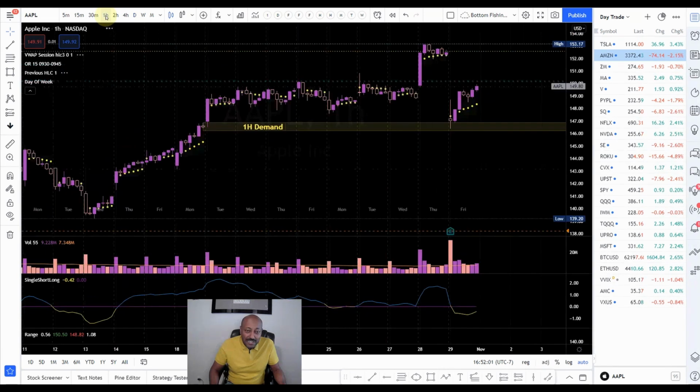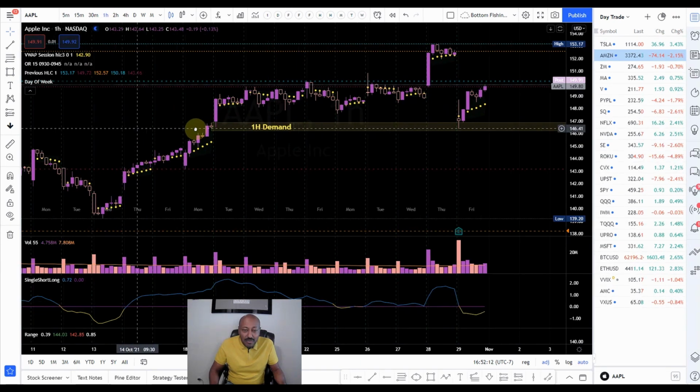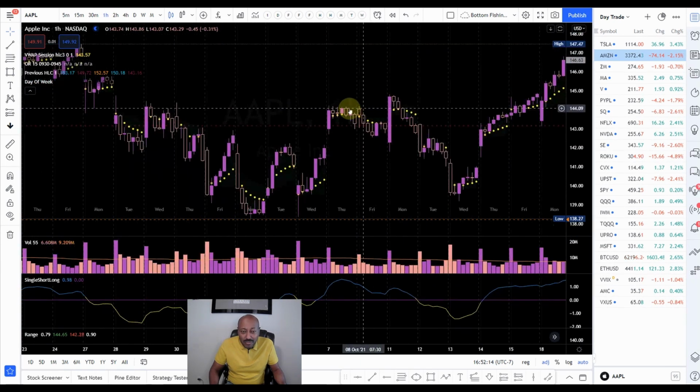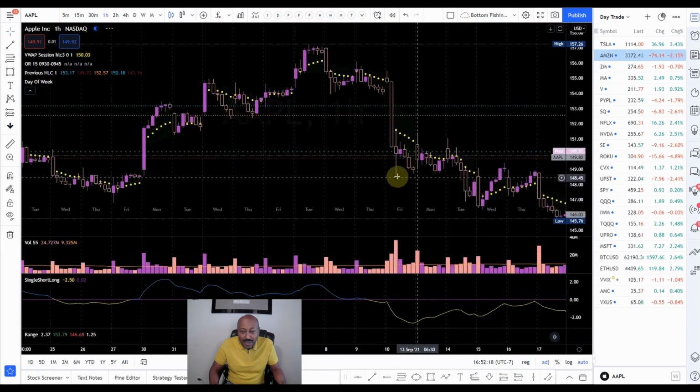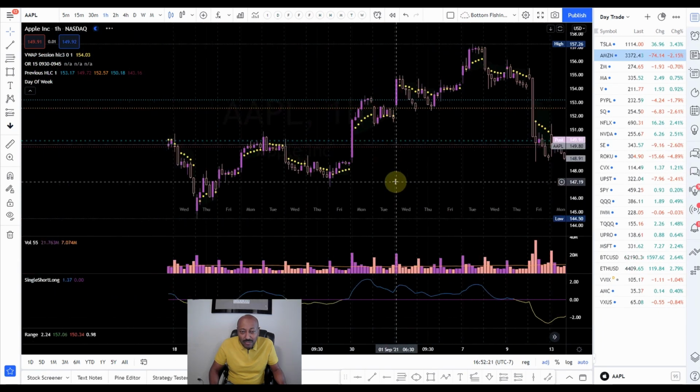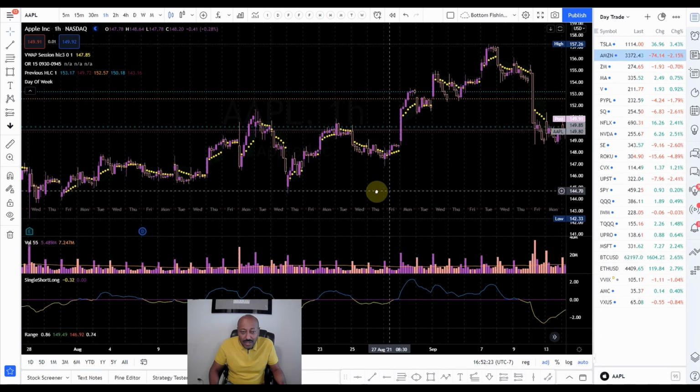So then the next thing I do is go to the hourly, and because I don't regularly trade Apple, this is why I have a tendency to miss some of these moves. But with Apple, what you need to see is where real demand zones and supply zones are forming. And those are really critical to understand and see, right?